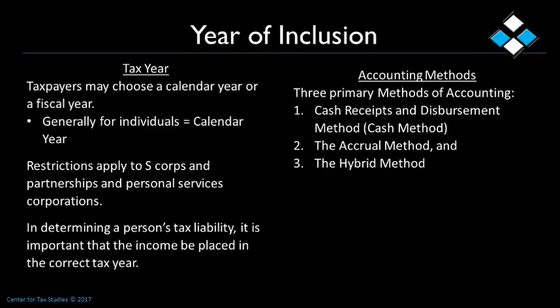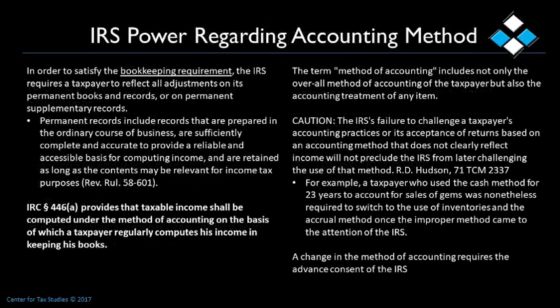So let's talk about the methods of accounting. There are three methods of accounting. Primarily, there is the cash receipts and disbursement method, which is also called the cash method of accounting, the accrual method, and there is a hybrid method. The IRS has the power to prescribe the accounting method to be used by the taxpayer. They want to make sure that they're paid the proper amount of tax.